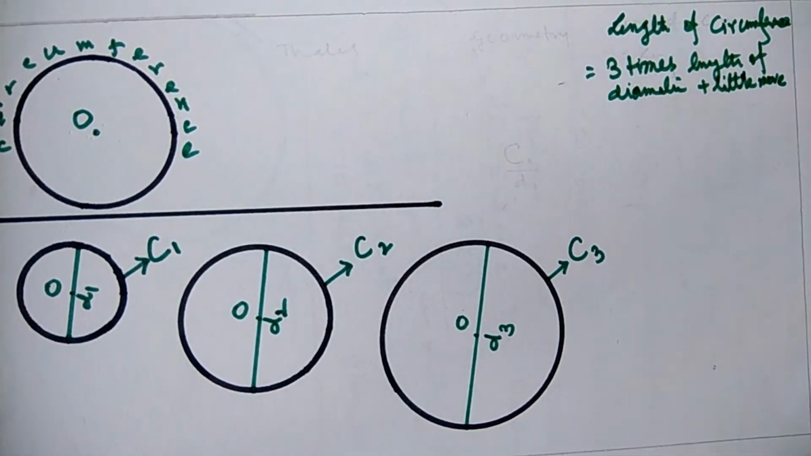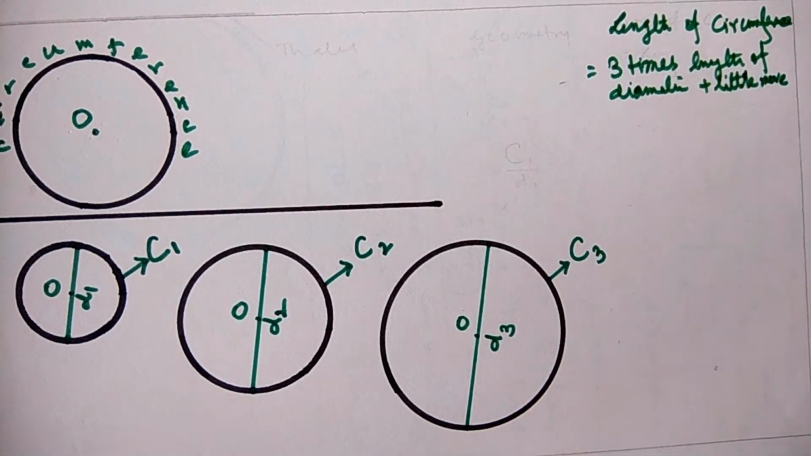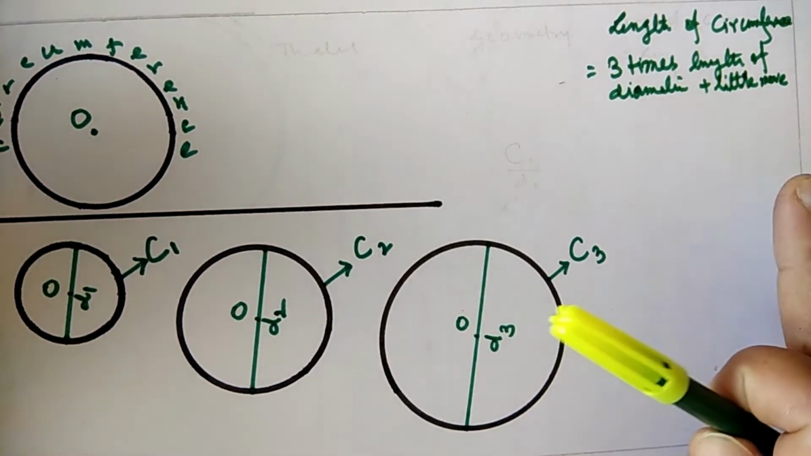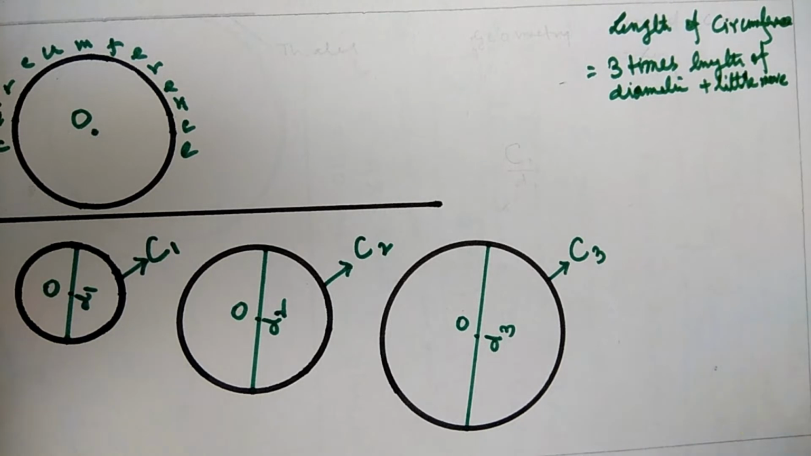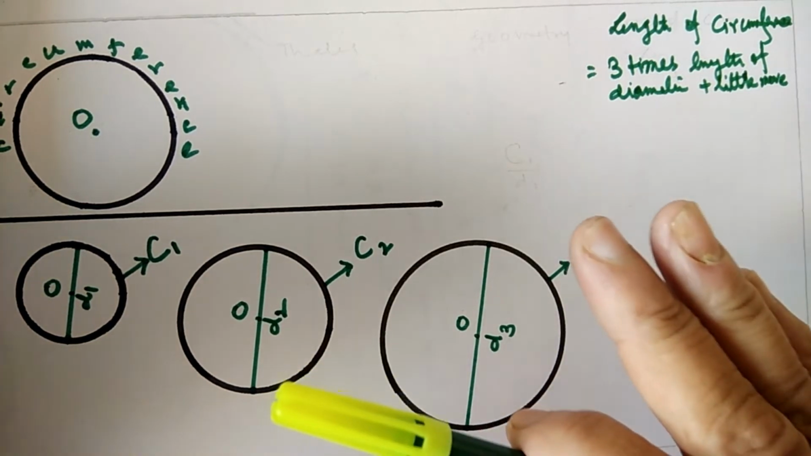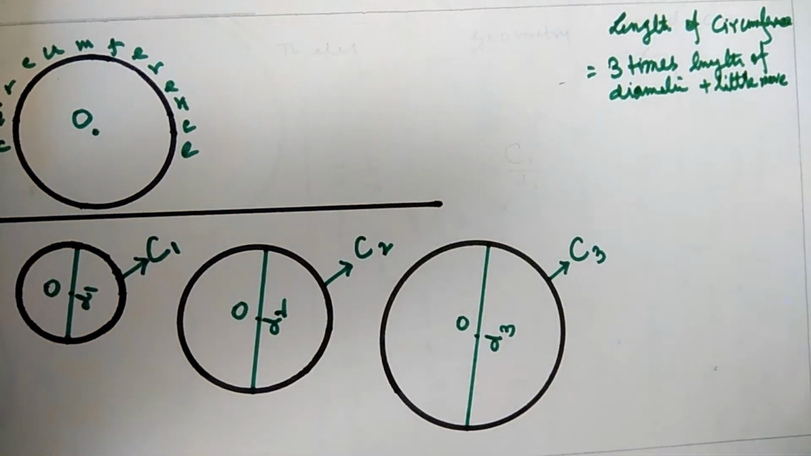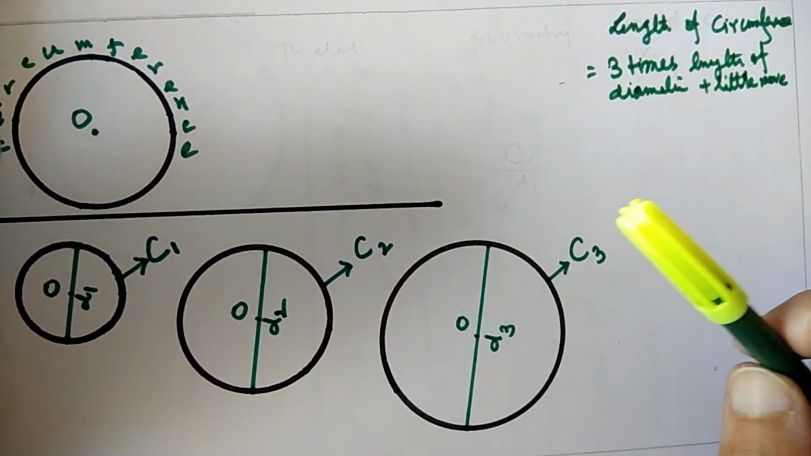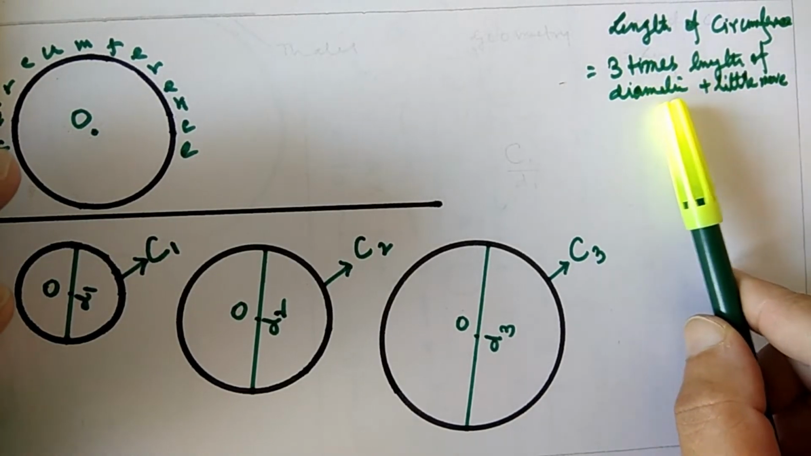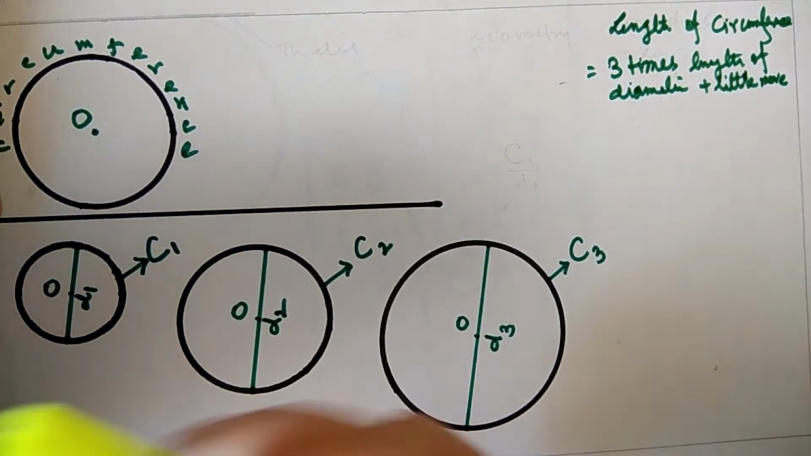So in ancient history, the mathematicians, to get a more appropriate value, wanted to find the ratio of circumference and diameter. For that, they took the same object but of different sizes, and they measured the length of circumference and length of diameter and found the ratio.